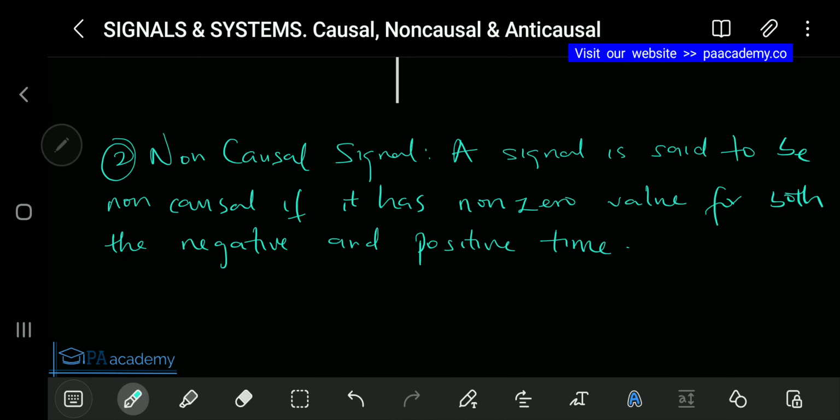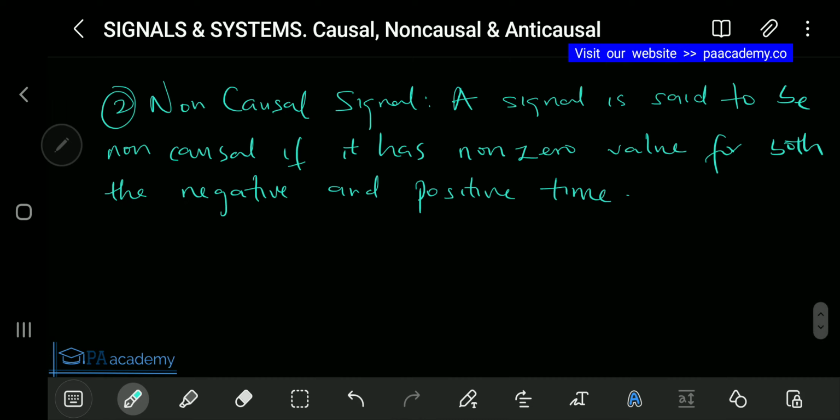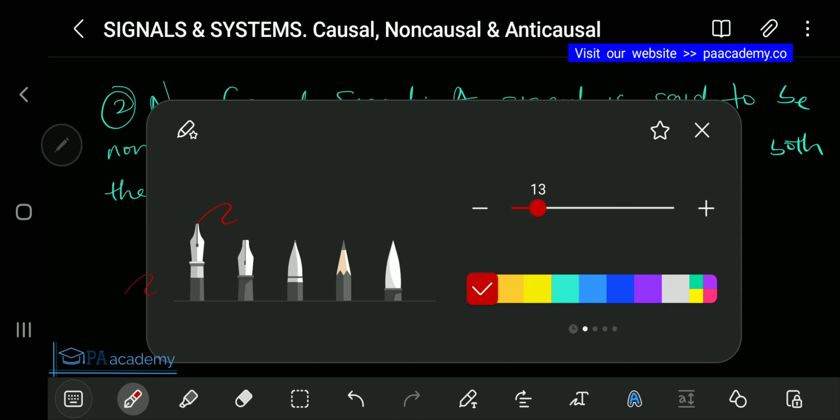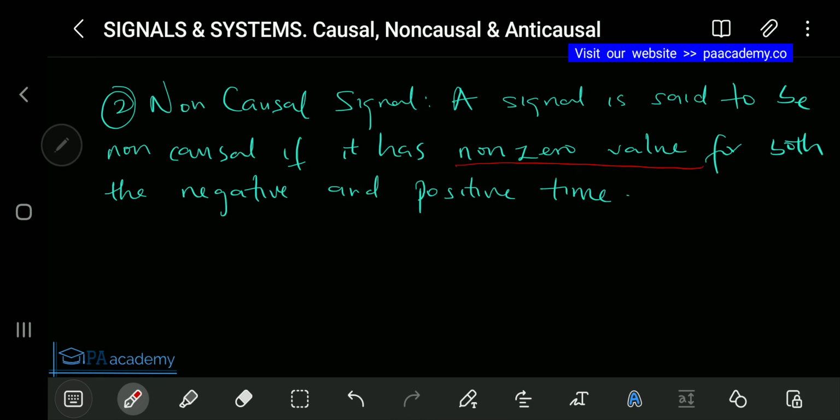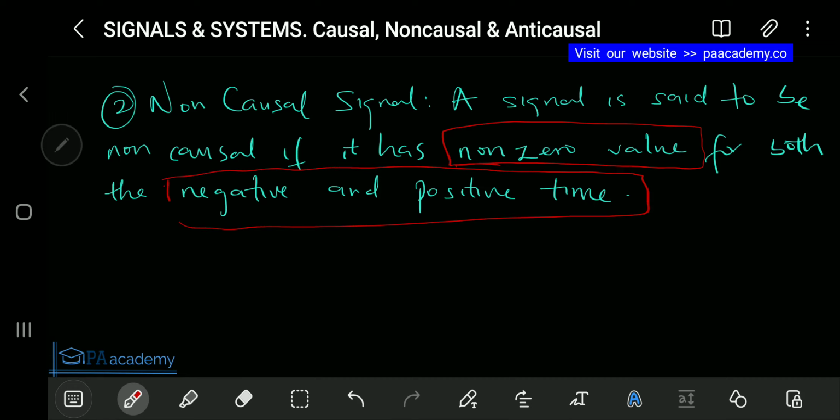So what does this actually mean? You can pause the video and try to understand what it says. A signal is said to be non-causal if it has non-zero values. This is just the keyword there, for both the negative and positive time. These are the two things that can help you to determine what the diagram will look like.